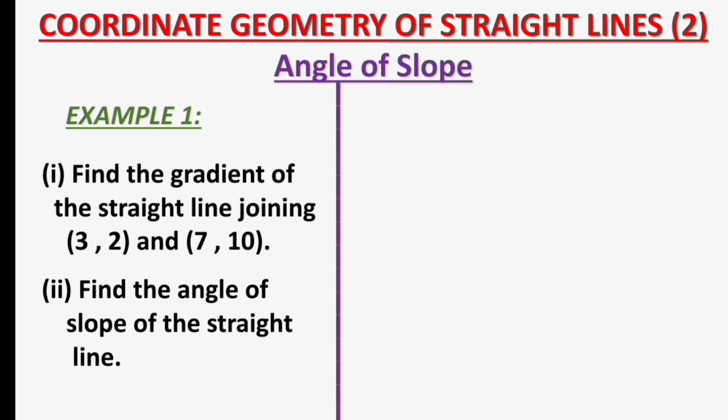Next, let's see some examples on coordinate geometry of straight lines. Our first example is on angle of slope. Example 1. Roman figure 1. Find the gradient of the straight line joining the points 3, 2 and 7, 10. Roman figure 2. Find the angle of slope of the straight line.